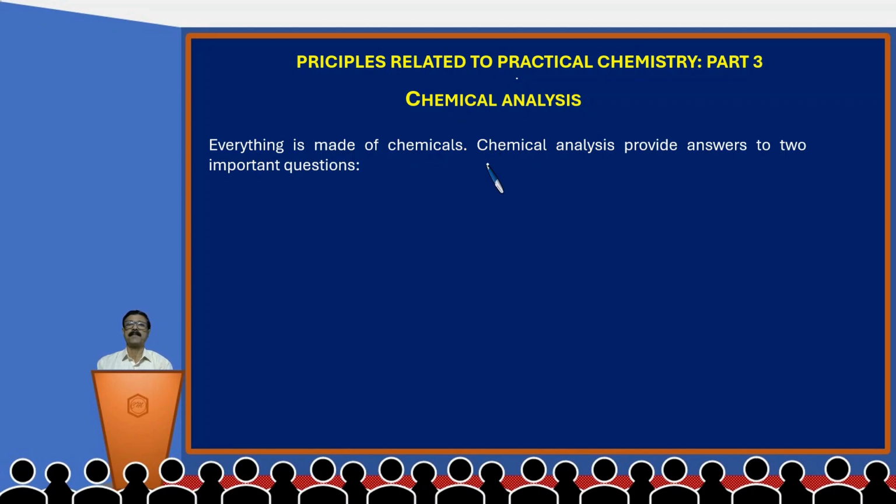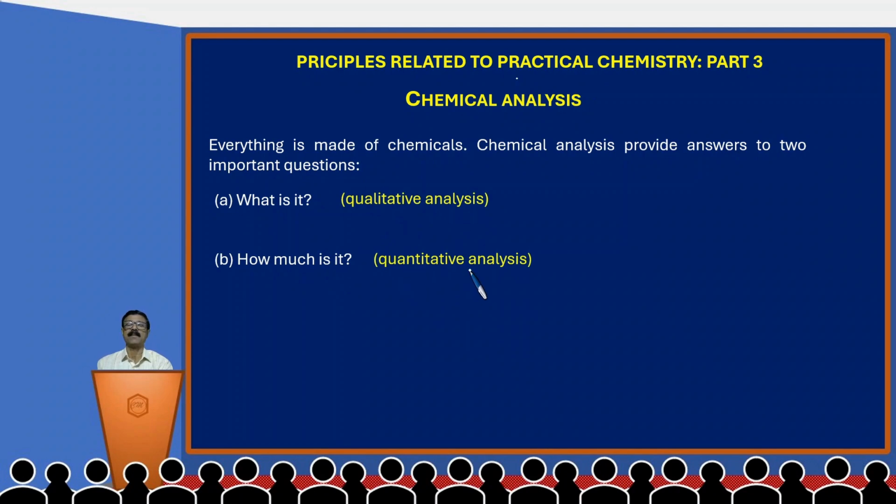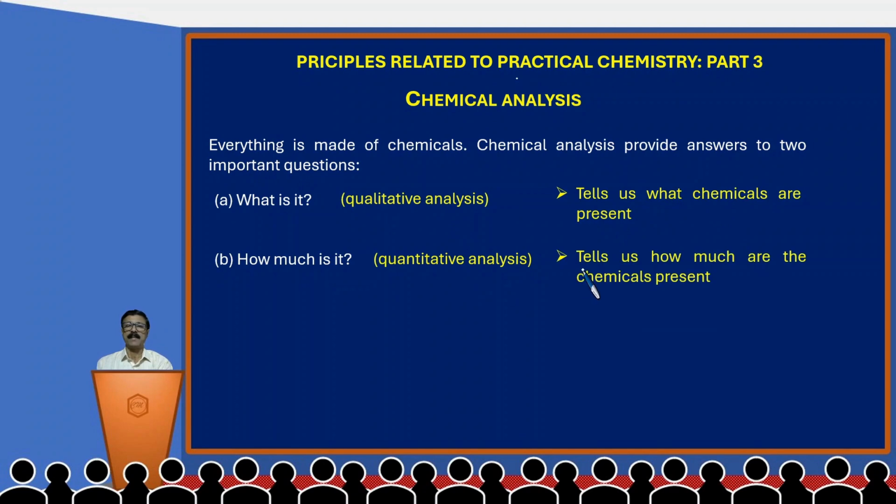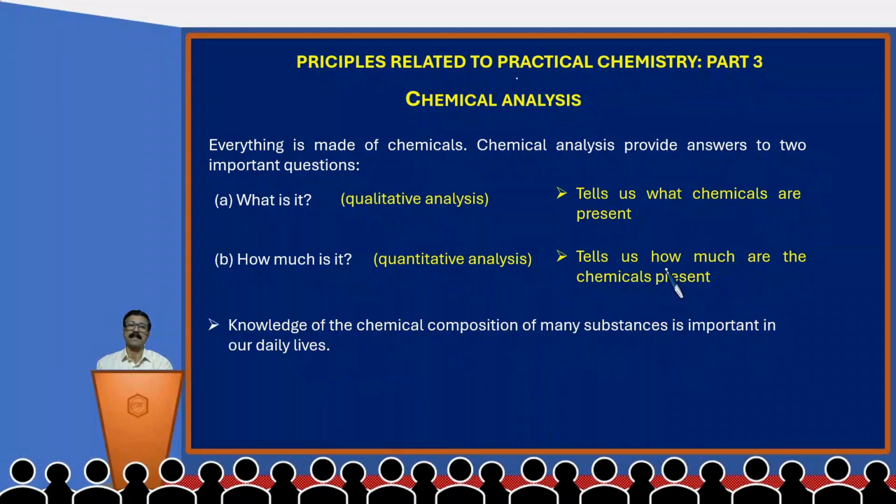Everything is made of chemicals. Chemical analysis provides answers to 2 important questions. The first one, what is it? Second question is, how much is it? And the first question is the qualitative analysis, and the second question is the quantitative analysis. Qualitative analysis tells us what chemicals are present, and quantitative analysis tells us how much of the chemicals are present.